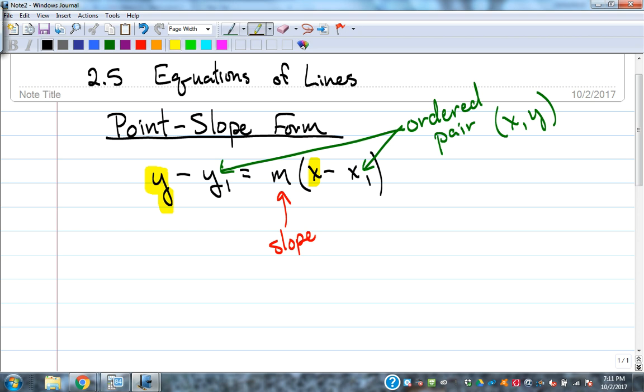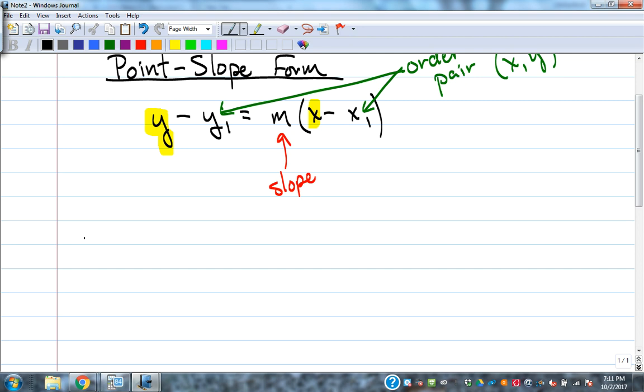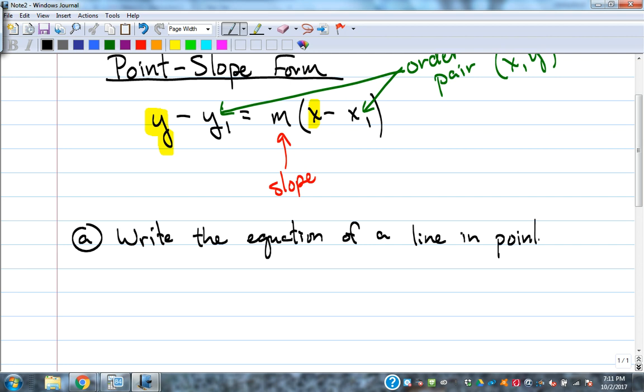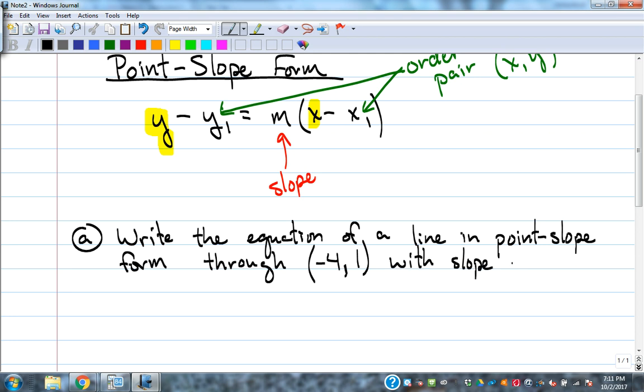All right. So let's take an example, and we're going to write the equation of a line in point slope form through, here's our ordered pair, -4, comma 1, with slope of -3. Okay.